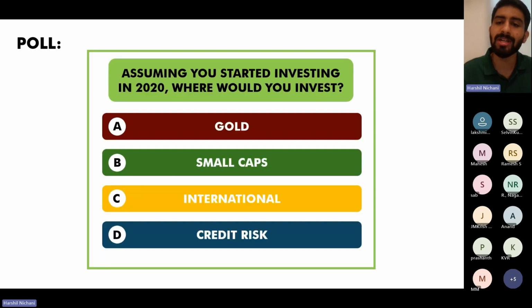So assuming you started investing in 2020, which is 2 years back, from 2022, where would you invest? Would you invest in gold? Would you invest in small caps? Would you invest in international? Or would you invest in credit? This is after you've known the result. Where would you invest it knowing that this is the result?